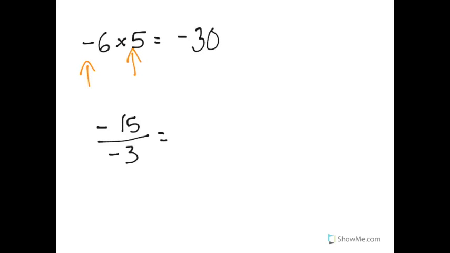Okay, so if we look at the division statement underneath, it says negative 15 divided by negative 3. That's a negative divided by a negative, which is a positive. And 15 divided by 3 is simply just 5.